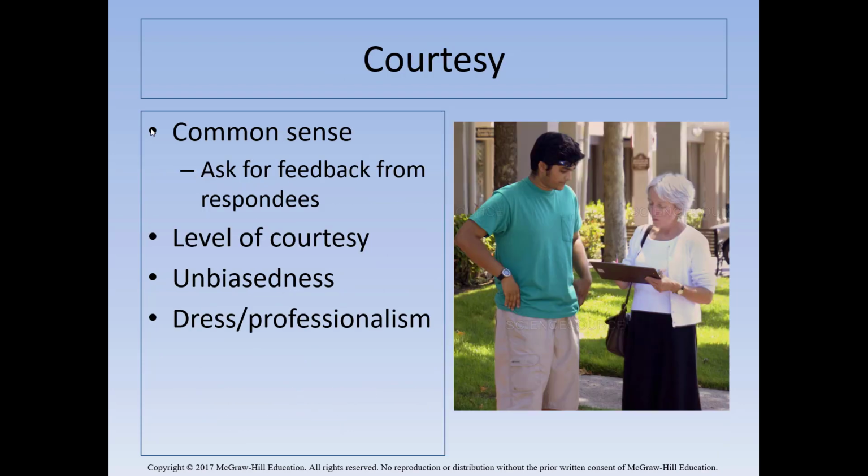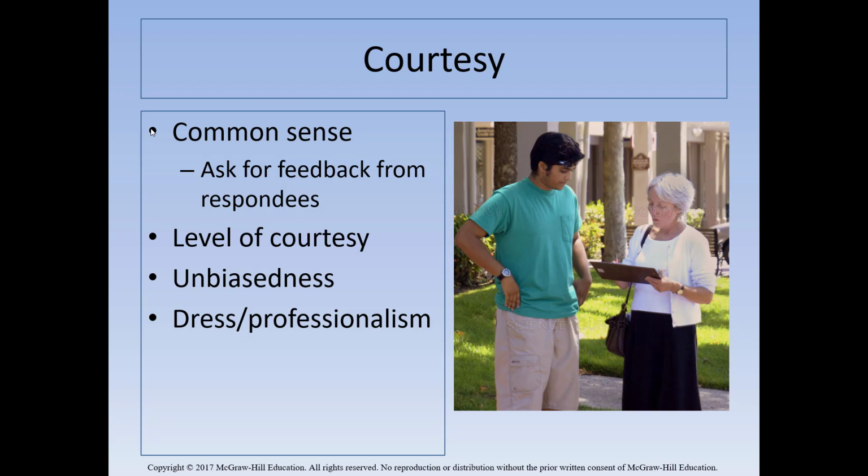And courtesy. This is more for in-person interviews. If we've got our interviewers, I said a lot of this chapter really is common sense, they should be as unbiased as possible. They shouldn't try to force answers. There should be a level of courtesy and professionalism. And again, we have to be aware of something called courtesy bias in this kind of context.